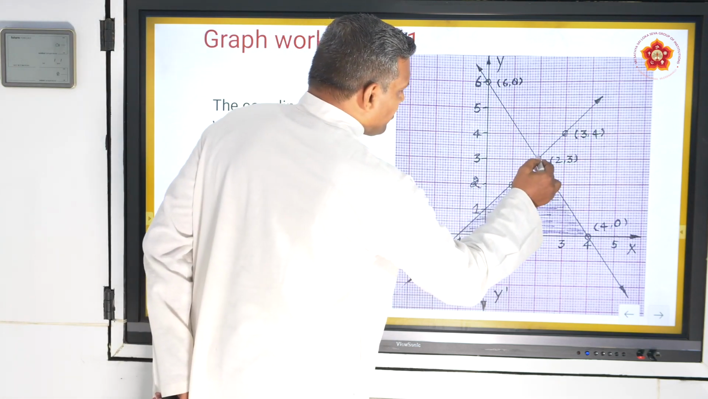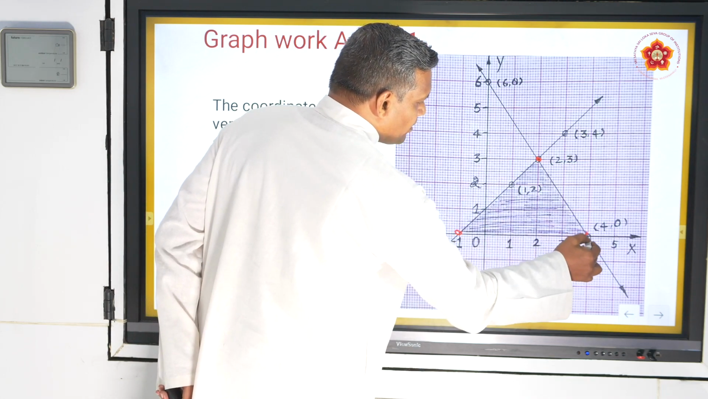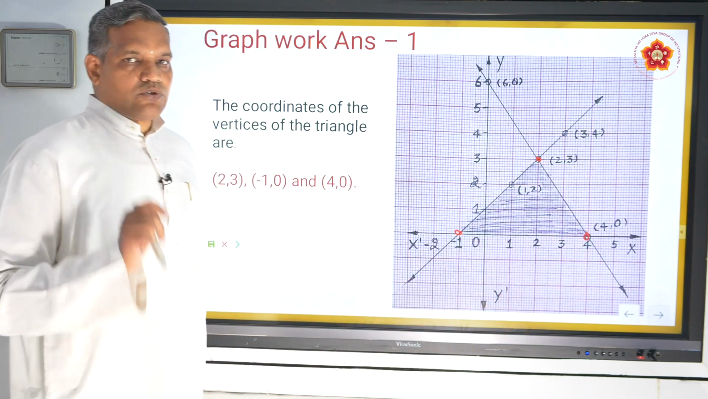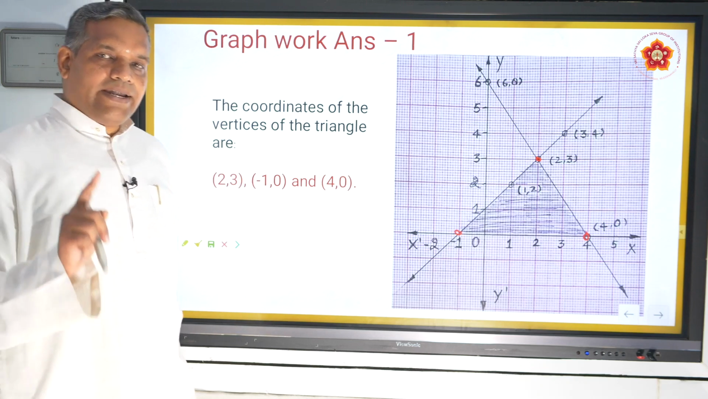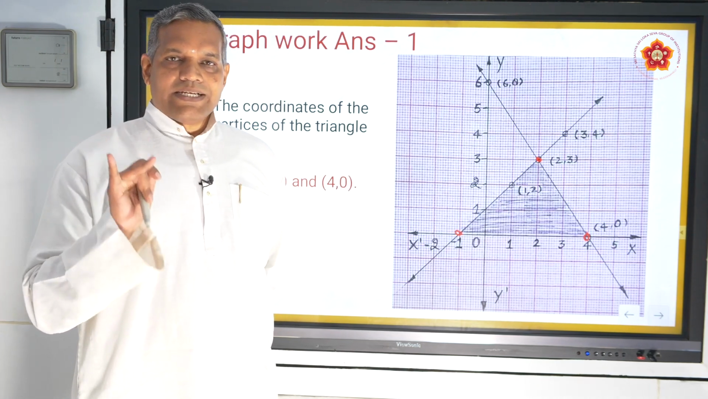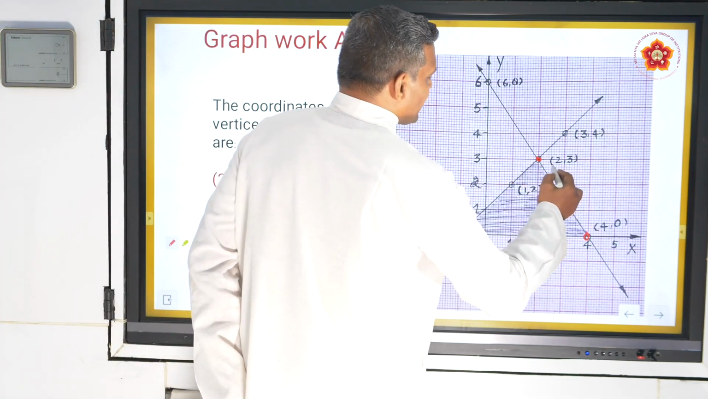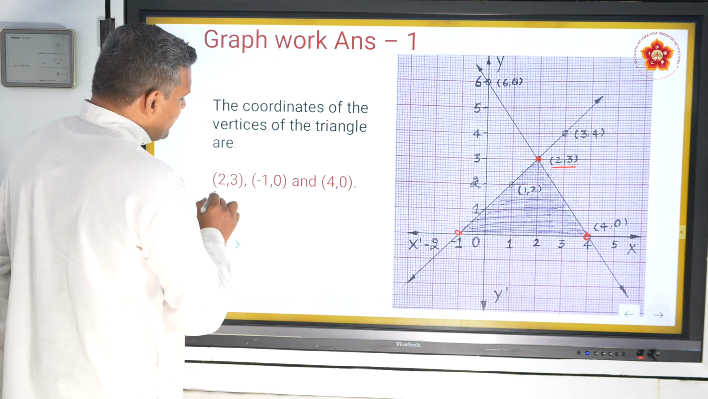Okay. This is one of the coordinates and this is another coordinate and this is the third coordinate. So what your job is, you have two jobs to do here. First thing is identifying the vertices of the triangle. That is first, second, third vertices of the triangle. First one is what? So just let me take 2, 3. So 2, 3 is one of the vertices.